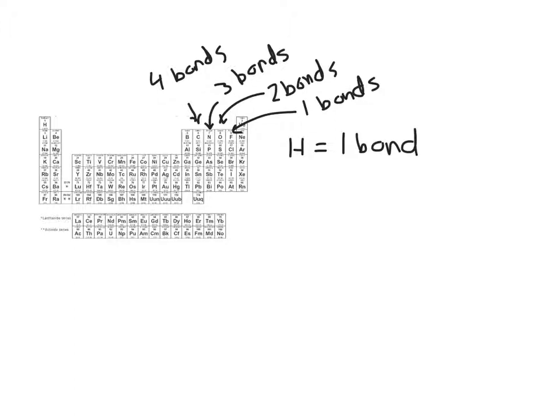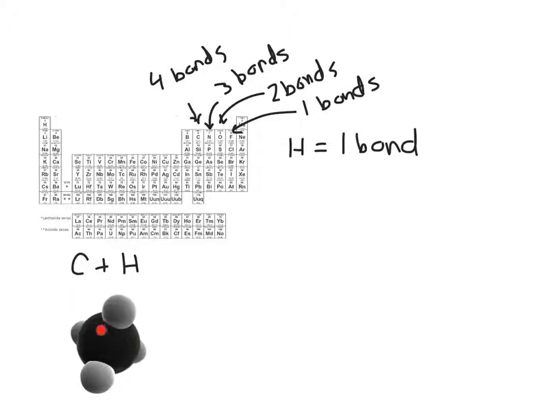So for instance, if we make a compound between carbon and hydrogen, we will need 4 hydrogens for every carbon because carbon needs to make 4 bonds and hydrogen makes 1. So each hydrogen can make 1 bond to the carbon, giving carbon 4 bonds. If we represent the carbon by a black ball and the hydrogens by white balls, then this compound would look something like this, where we have 1 carbon and 1, 2, 3, 4 hydrogens.